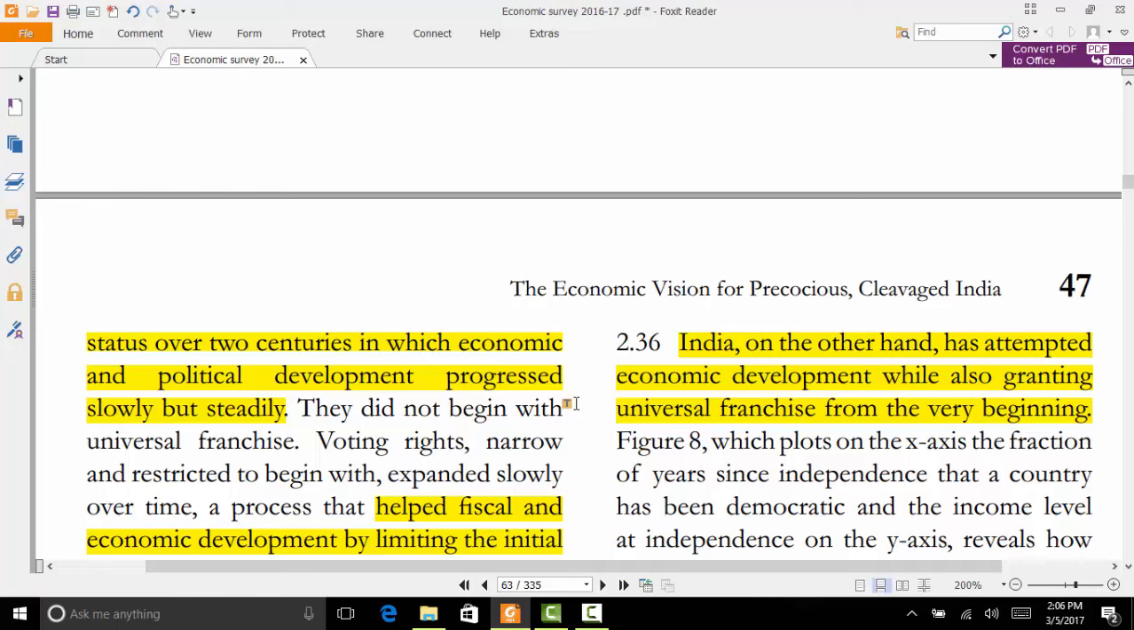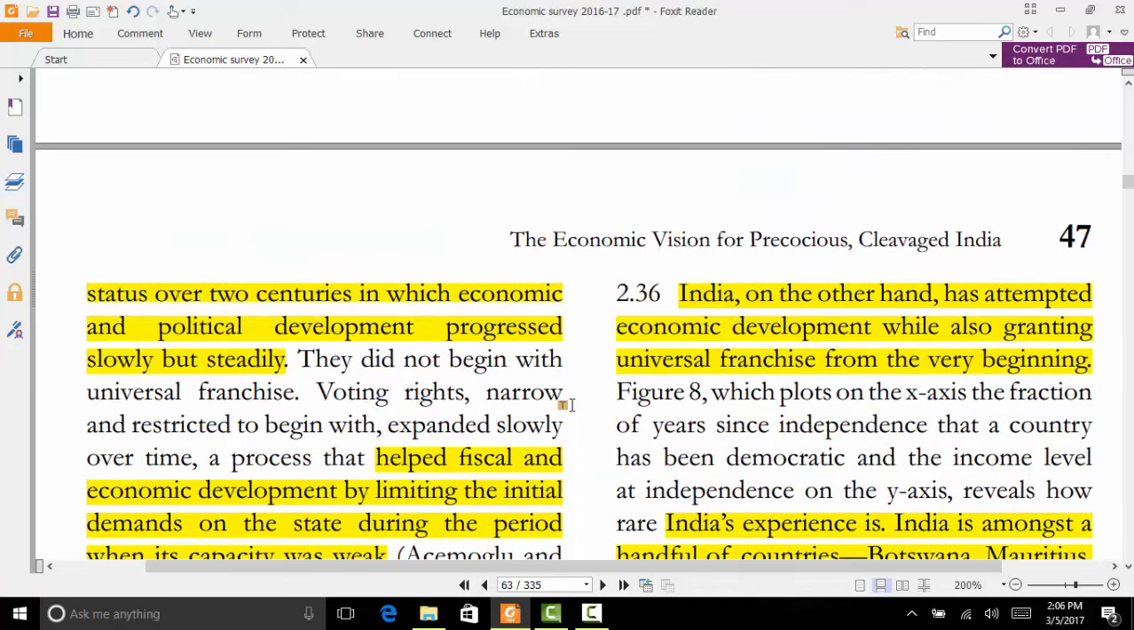They achieved their current status over 2 centuries, right? The idea is that the developed countries have taken a lot of time. They first developed their state capacity and economic growth, and in the course of time, they moved towards democracy, right? For a very long period, even though democratic institutions were established, there was not actual democracy within those. In the meantime, they started enhancing the capacity of the state.